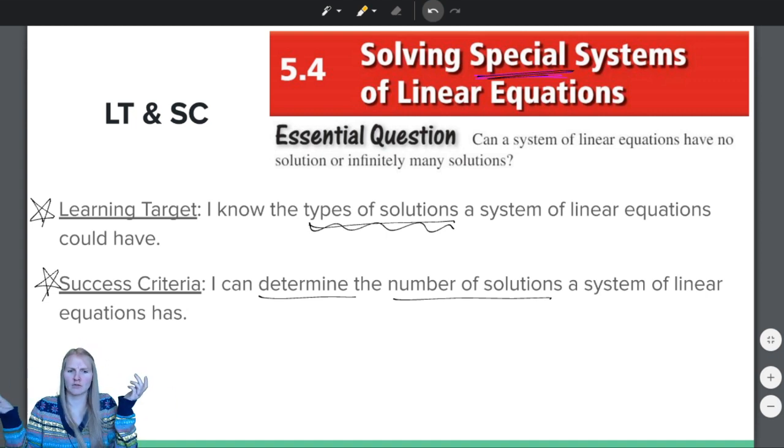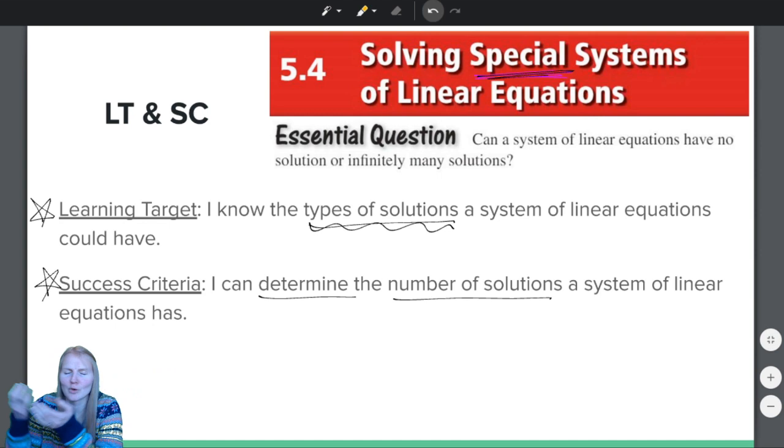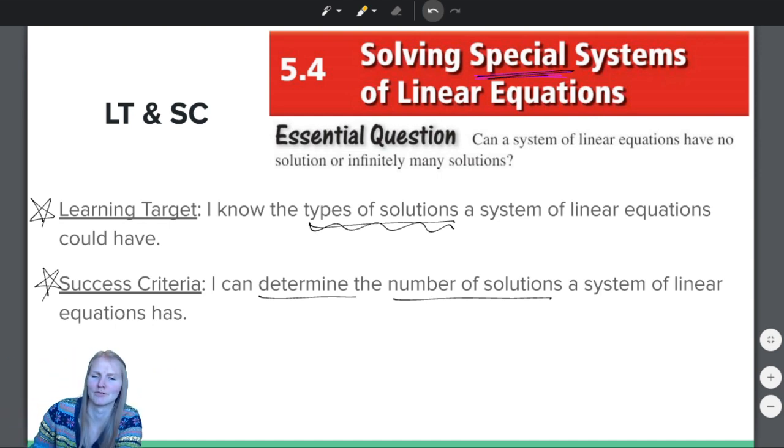Interesting. The number of solutions, I thought it had one, right? Every problem we've done in 5.1, 5.2, 5.3, it's always been one. So the number of solutions, interesting.